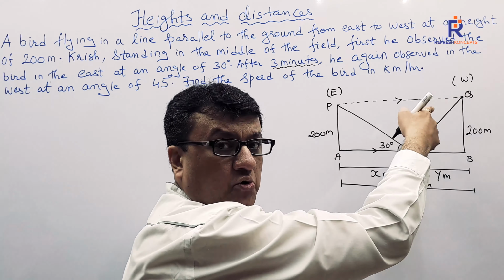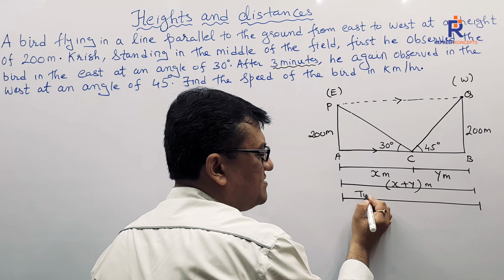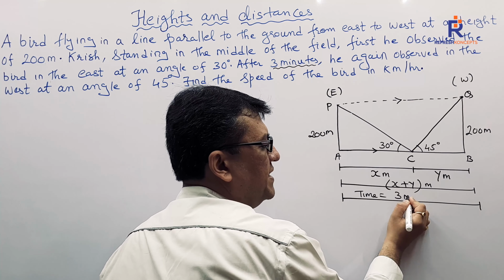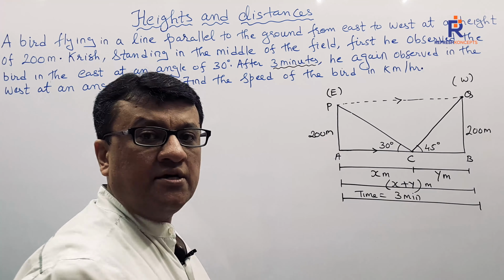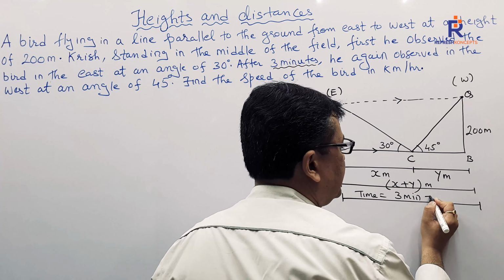Now what is the total time taken to travel from east to west, from P to Q? The time taken is 3 minutes. Since 1 minute is 60 seconds, can I say this is 180 seconds?